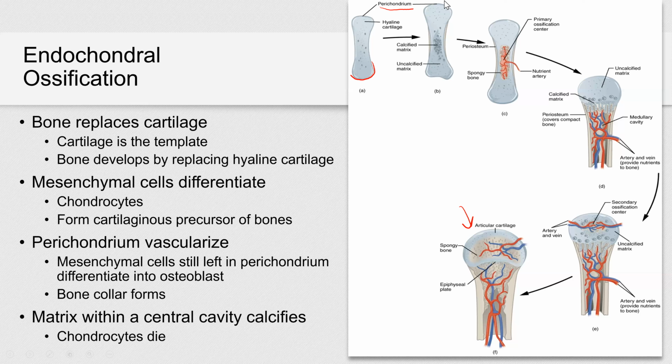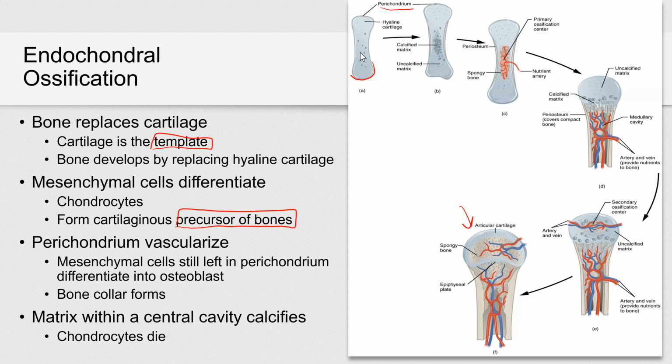Now inside this perichondrium, we have, okay, let's start before I get too far ahead. Here we still have mesenchymal cells, right? Because mesenchymal cells differentiate into all connective tissue cells, and cartilage and bone are connective tissue. So chondroblasts, chondrocytes, osteoblasts, osteocytes, those are cells of connective tissue. So that means we need mesenchymal cells that will differentiate into those cells. So mesenchymal cells differentiate into chondrocytes, and chondrocytes form this cartilage precursor of bones, right? So we form this template, the cartilaginous precursor of bones.